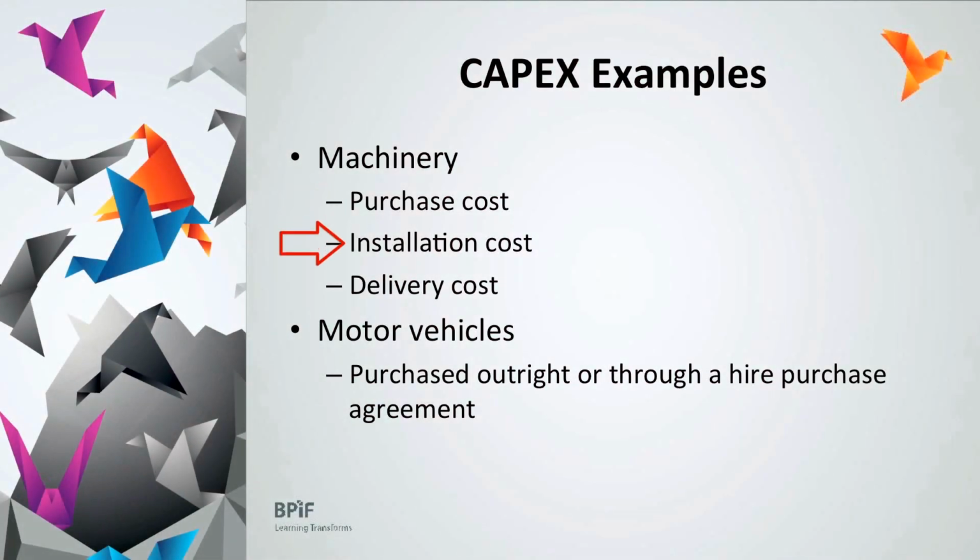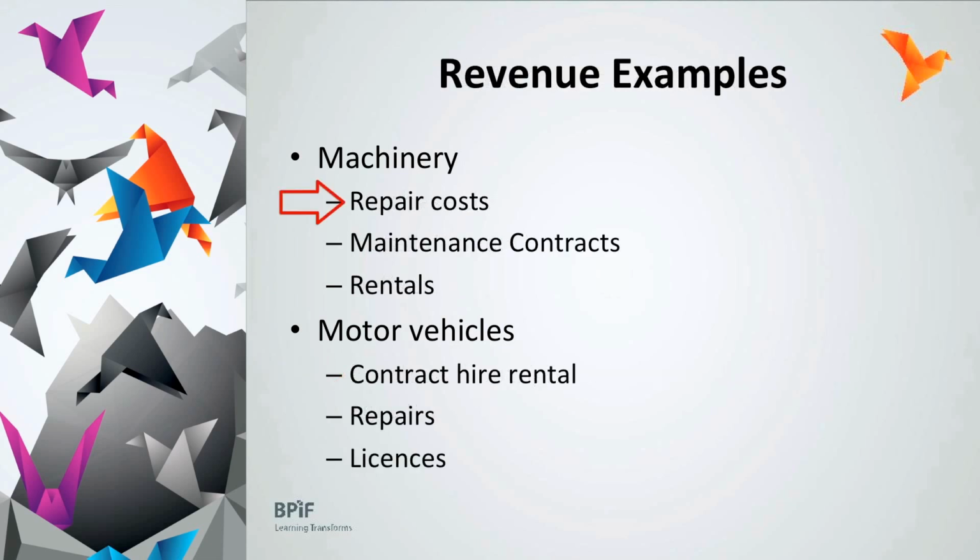So if we're just looking at machinery, your purchase cost, installation of that machinery and delivery cost can all be capitalised. Motor vehicles, which are purchased outright or through hire purchase agreements, will be capitalised. So any repair costs, any maintenance contracts or any rentals of machinery will go through as revenue costs. And similarly on motor vehicles, if they're used under a contract hire rental, or any repairs or licenses for the various vehicles will go through to revenue.